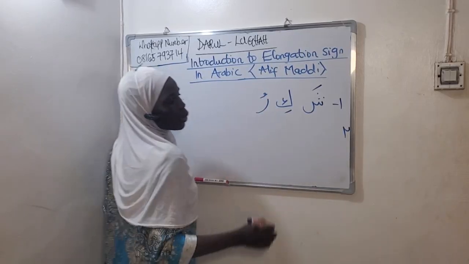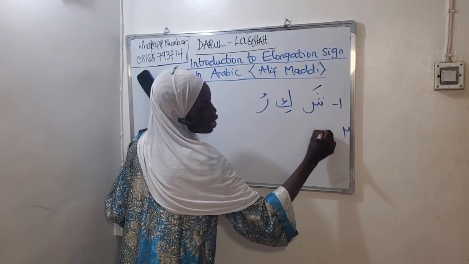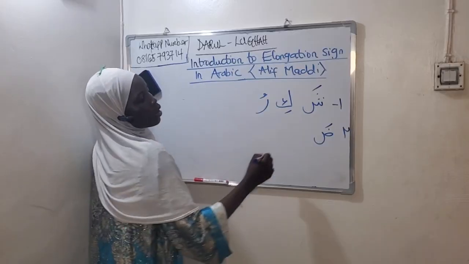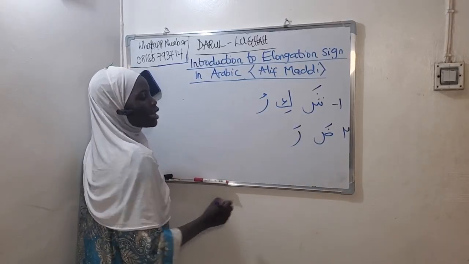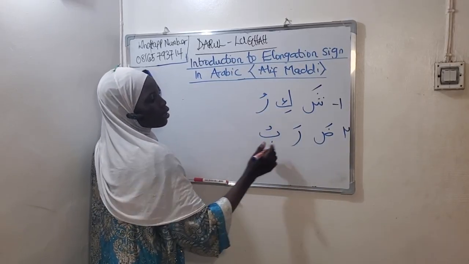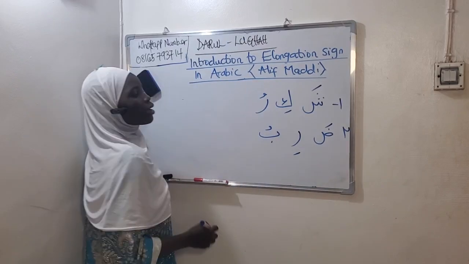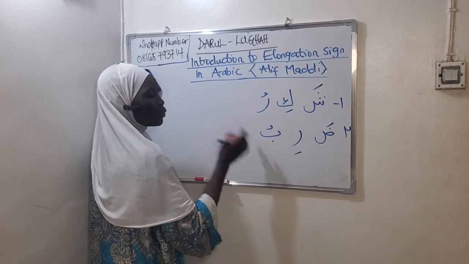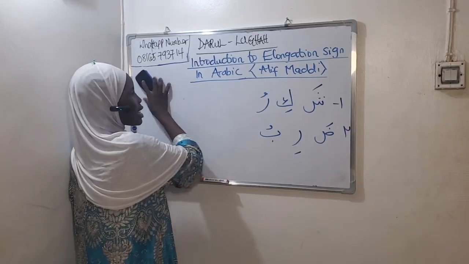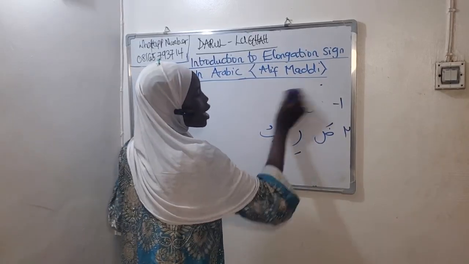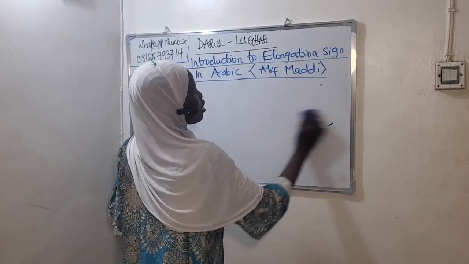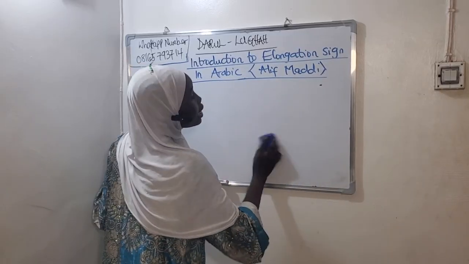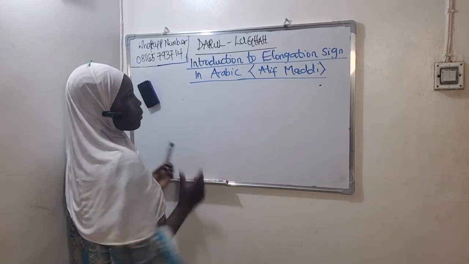Number two, we have Dod, Fatia, Bo. Ro, Kesra, Ri. Then Ba, Doma, Bu. That's Doribu. Now let's quickly dive into today's lesson, the introduction to elongation sign in Arabic. That's Alif Maddi. We're talking about Alif Maddi.